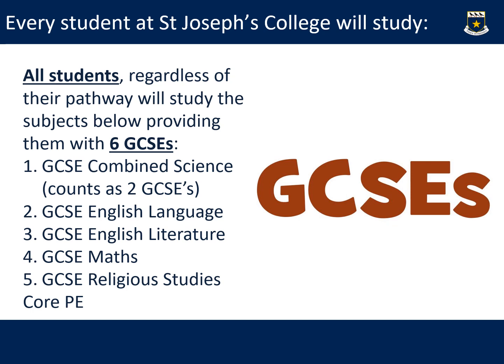Regardless of which GCSE or vocational subjects your son will choose, every single student will leave SJC with at least 6 GCSEs. And those are the 2 GCSEs from a combined science, unless your son does the triple science route, and then English language, English literature, maths, and RE. Those are the 6 GCSEs that your son will get, and then core PE will be done as well, although this is not a GCSE subject.